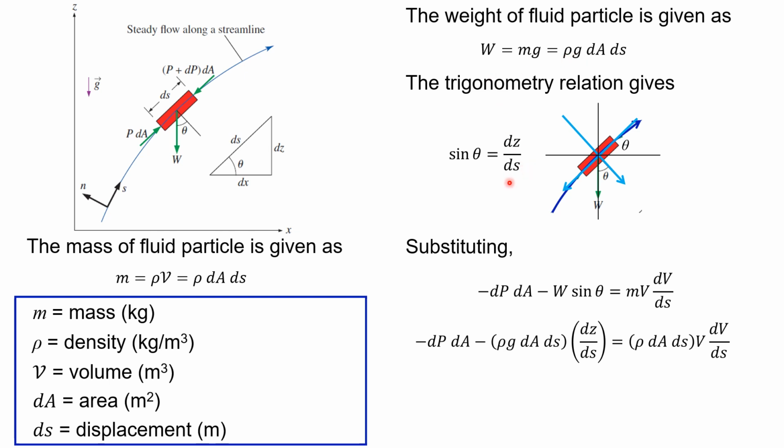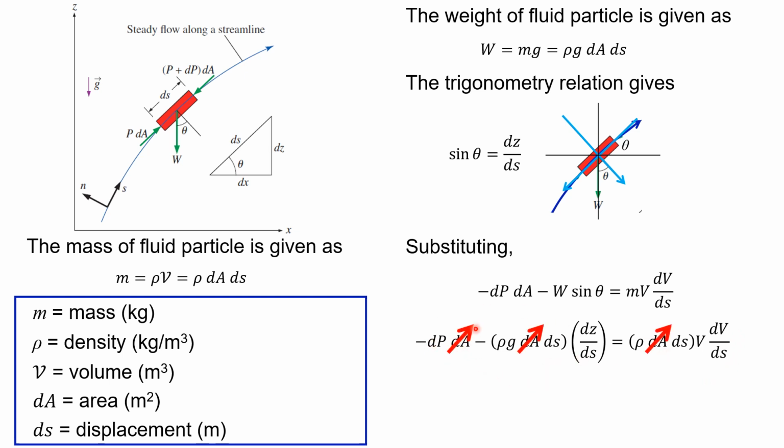So you already got all this information. You substitute in the formula from the previous slide. You substitute W and sine theta. W is rho g dA ds, times sine theta, which is dz over ds. You solve it, and m you replace with this. All these components you already got almost the same: either p, g, rho, A, or z.